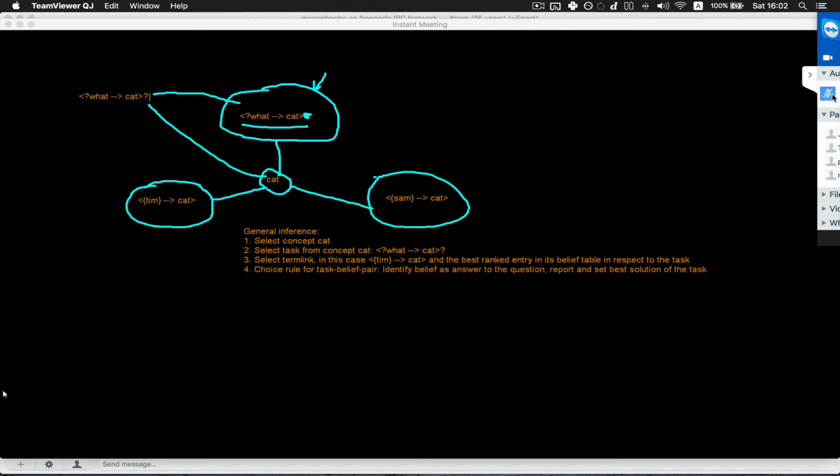Okay, so just to make sure I understand all of this, the choice rule itself is a specific general inference rule that says take a question and a belief, and then check that it answers the question. And if it does, okay, got it, right. And then just assign the task according to the solution. Well, it is probably a wrong word here.